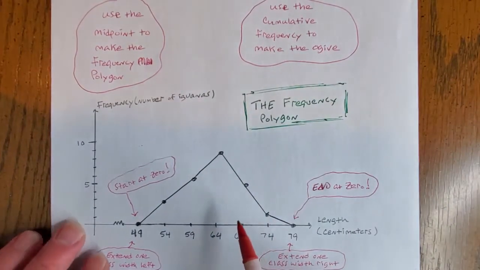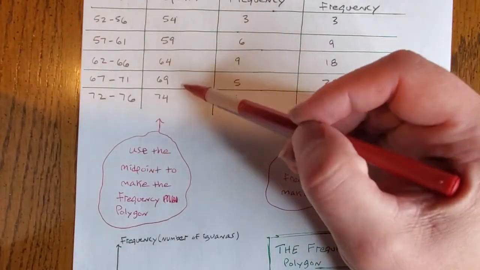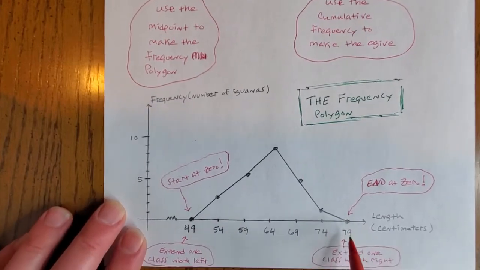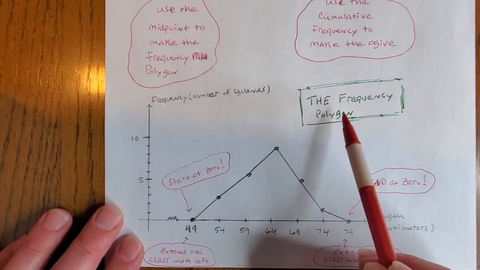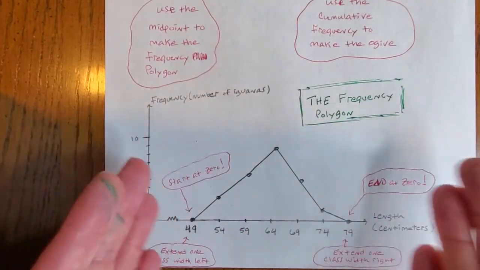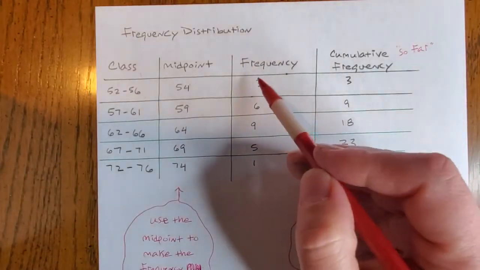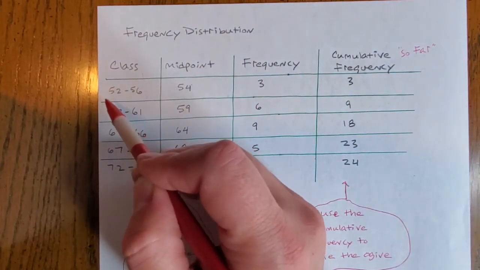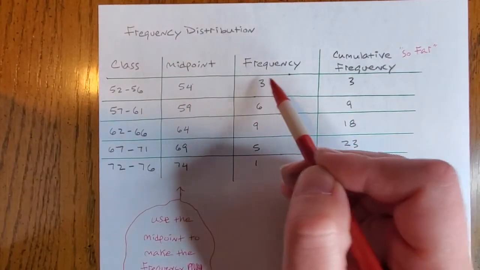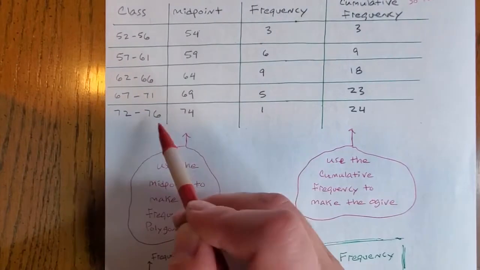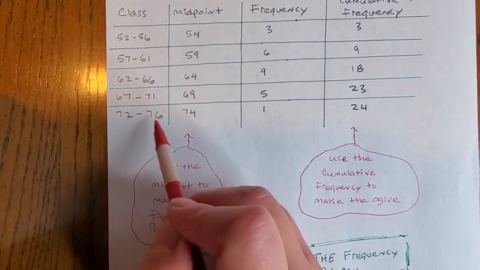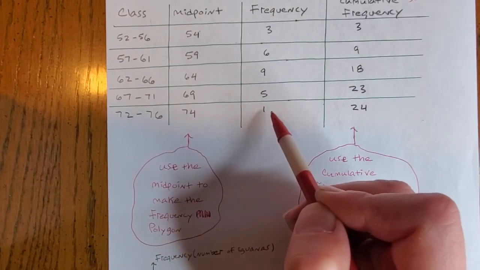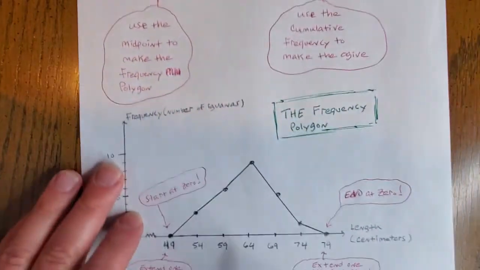But here's what we do. I said use the midpoints, okay? But we want to start at 0 and we want to end at 0. That's the nature of the frequency polygon, right? Because you think at the extremes there are 0. There might be 3 between 52 and 56, but if you got far enough below that, there wouldn't be any. And there might be 1 between 72 and 76, but if you went far enough above that, there'd probably be 0, okay? So, yes, we have the midpoints.